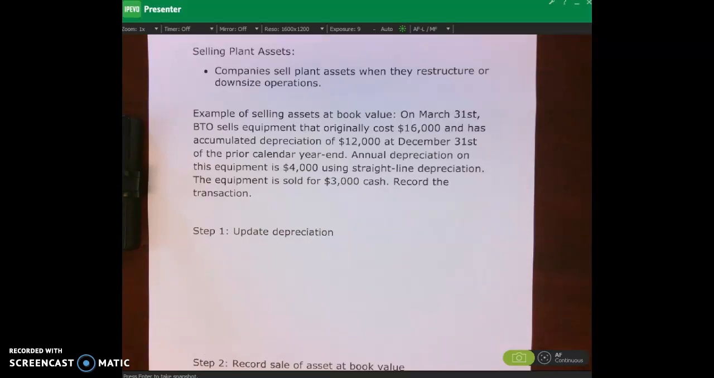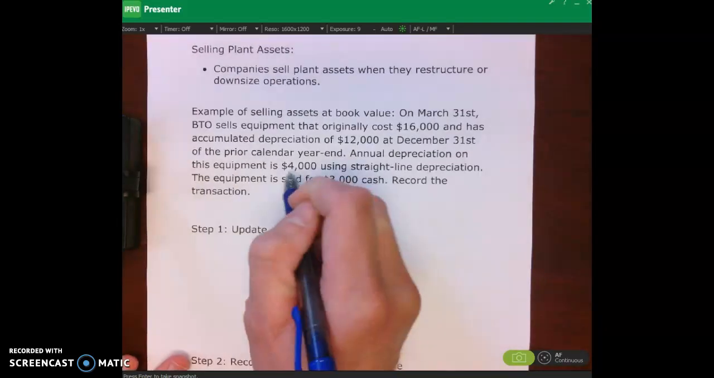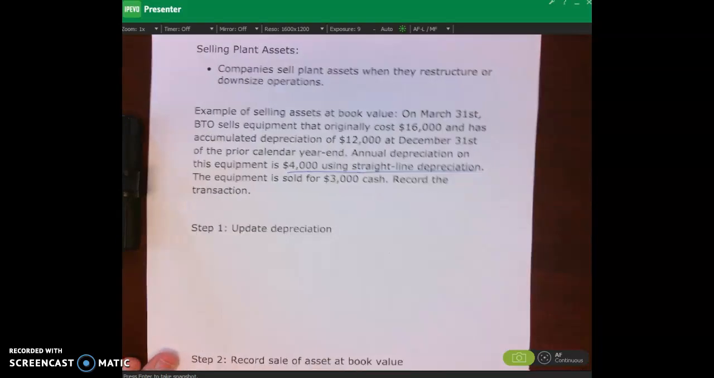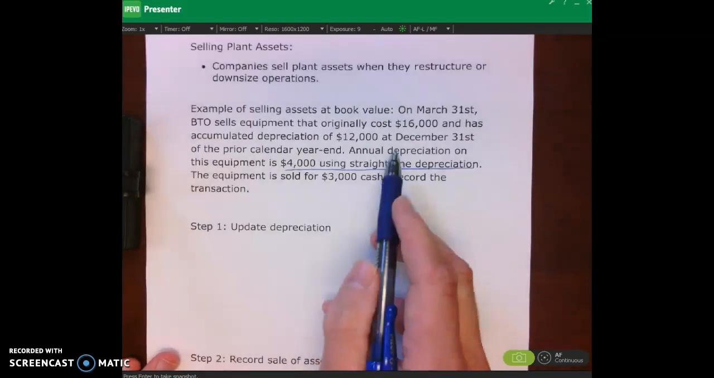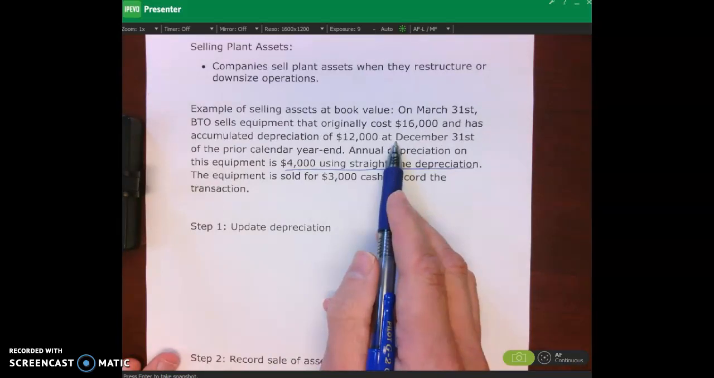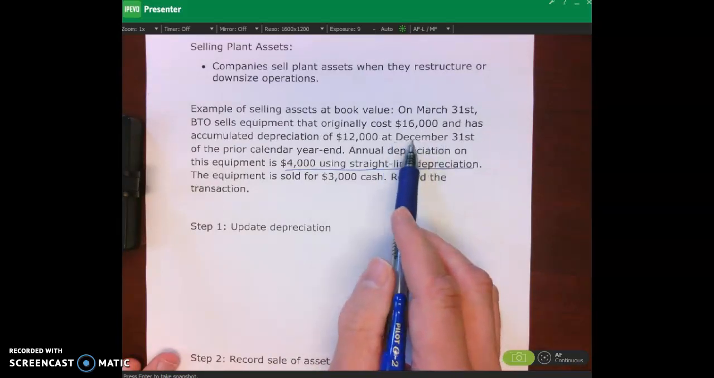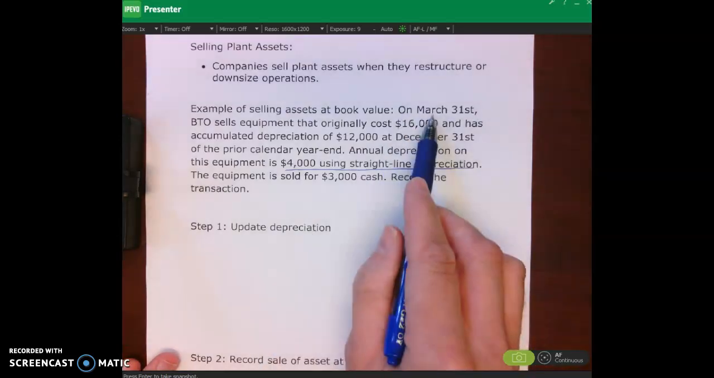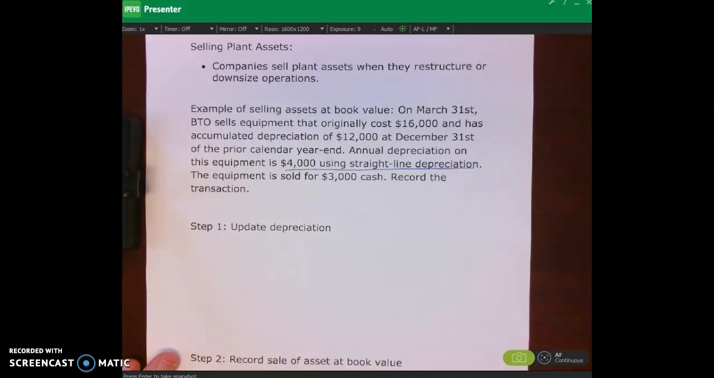So let's look at this first example. On March 31st, our company sells equipment that originally cost $16,000, has accumulated depreciation on December 31st of the prior year. Okay, annual depreciation is $4,000. The equipment is sold for $3,000 cash. Record the transaction. So we're given annual straight line depreciation. So the last time I recorded depreciation, last time I debited depreciation expense, credited accumulated depreciation was December 31st of the prior year. So that means I have to update depreciation for January, February, and March, 3 months.